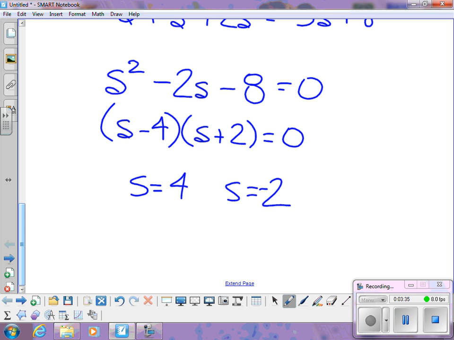Well, you're supposed to check your solutions, and when you plug in negative 2, does it work? No. I still want to see that you did it, but when you plug it in, negative 2 doesn't work, okay? Yeah, 4 will. All right, let's do number 5, right?